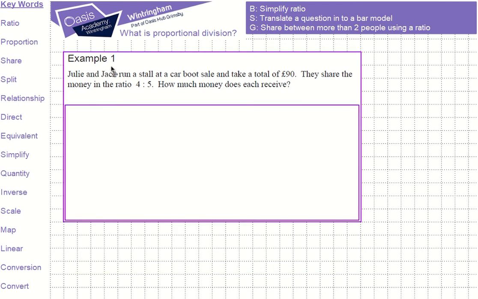Staying on the same example, example 1, I'm going to show you a different method that doesn't use bar models, and it's up to you which one you prefer to use to answer the questions later on. So the same question: Julie and Jack sharing £90 in the ratio 4:5.